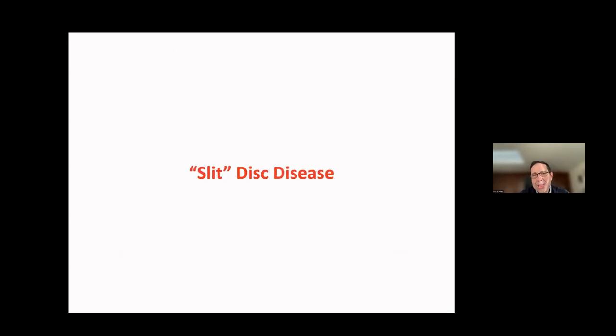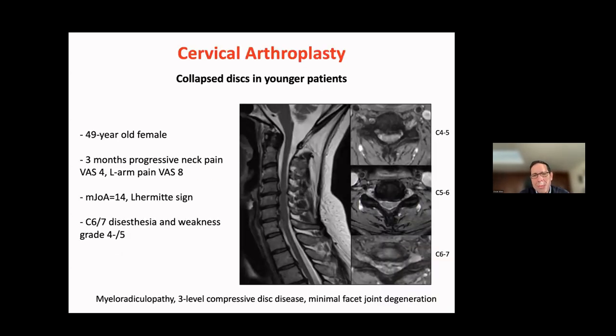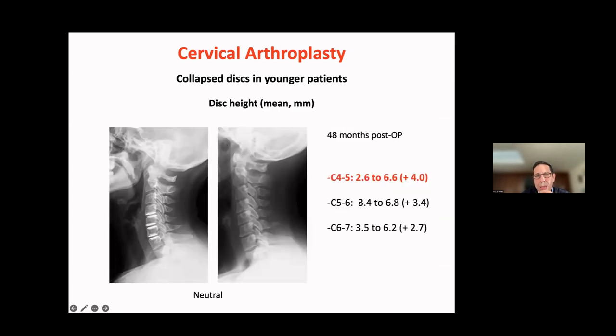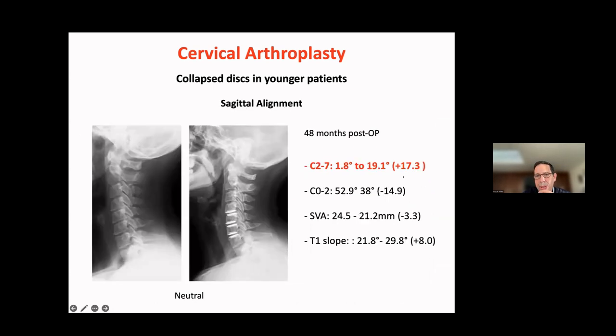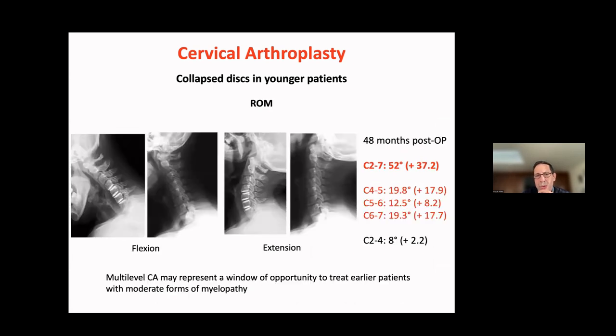What about collapsed disc disease? These are young patients with collapsed discs, which we see more and more in our practice. A 29-year-old female with myeloradiculopathy, 3-level compressive disc disease, minimal facet joint degeneration. And this is what we got. Disc height went from 2.6 to 6.6 millimeters, with a better sagittal alignment and a good range of motion.